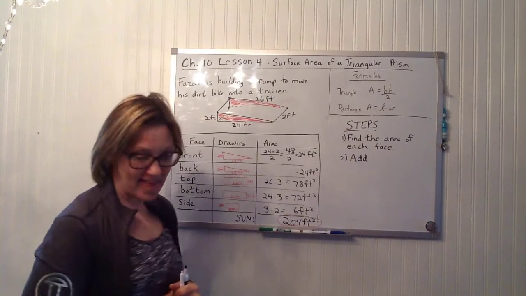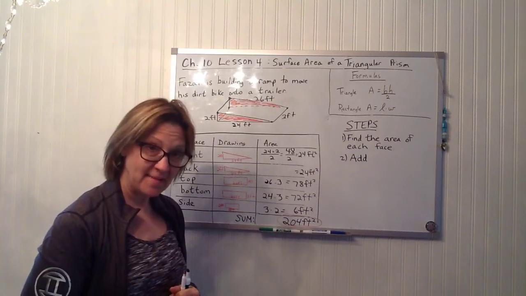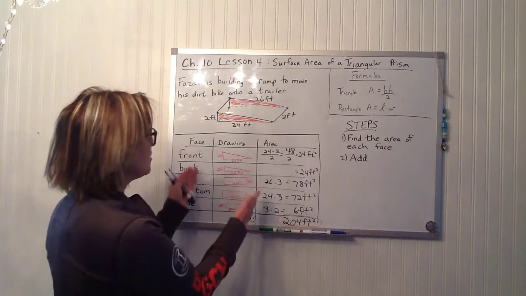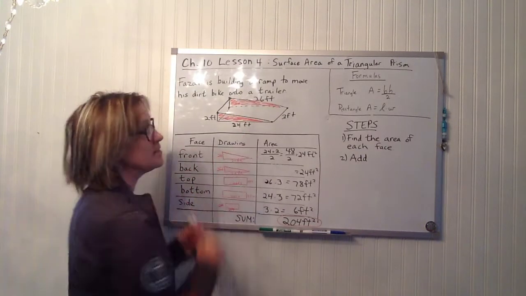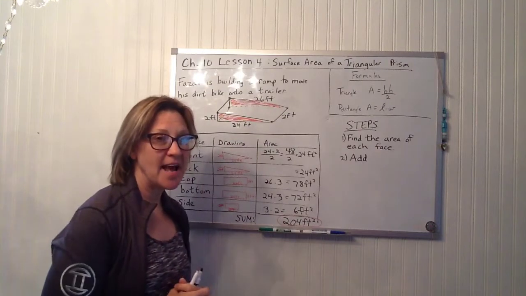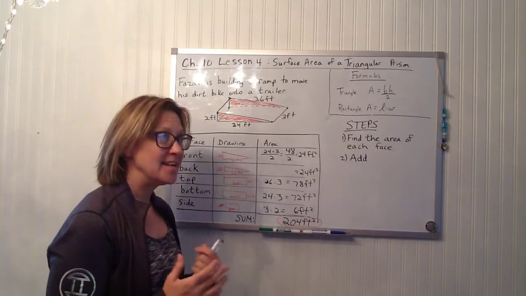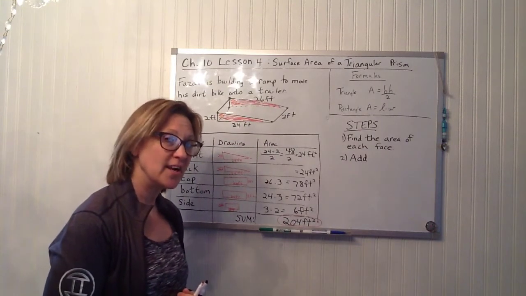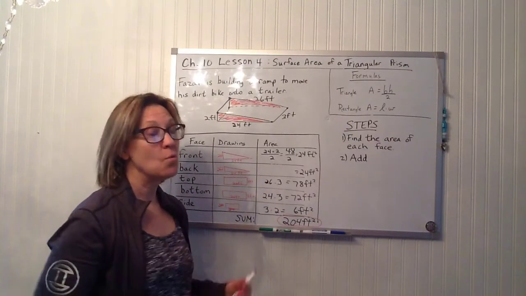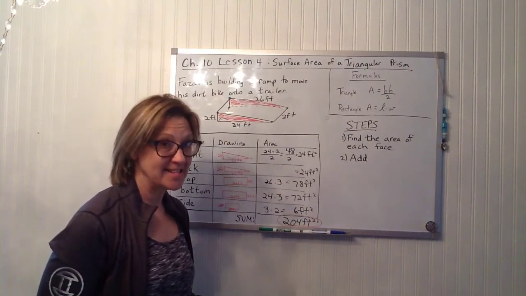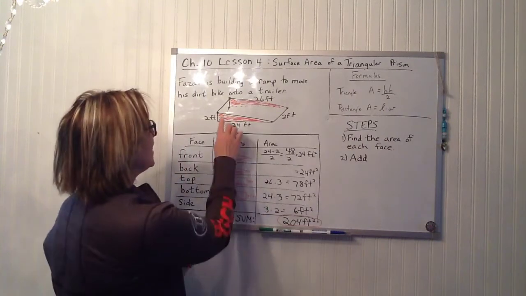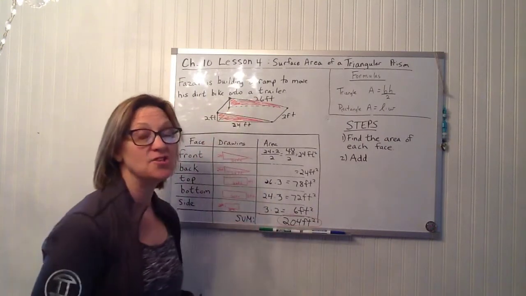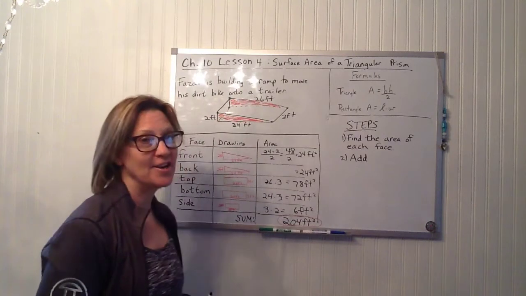All right, that is it for today. I chose to take apart our original prism instead of making a net. For me personally, nets get to be a little bit tricky. So don't worry if you don't understand nets, okay? The main thing with surface area is finding the area of each of these figures.